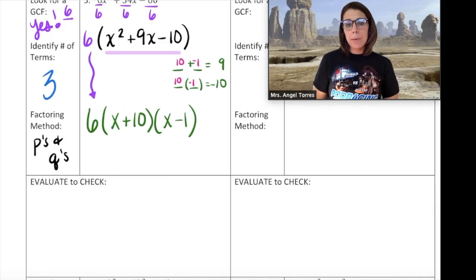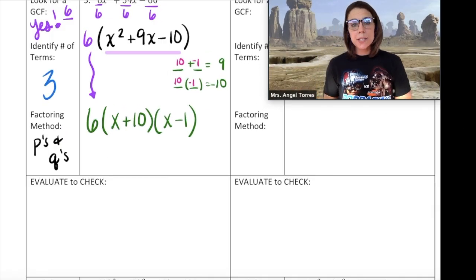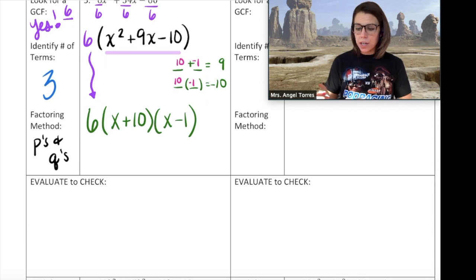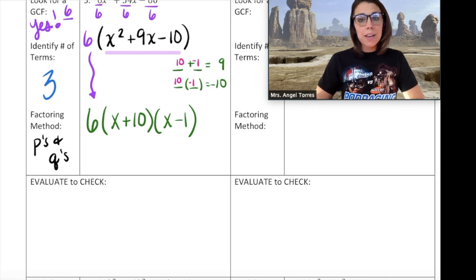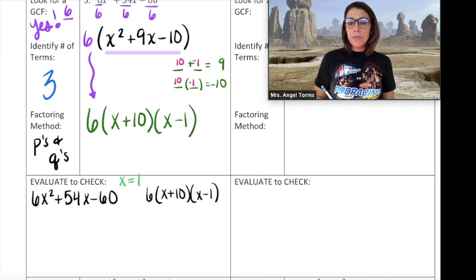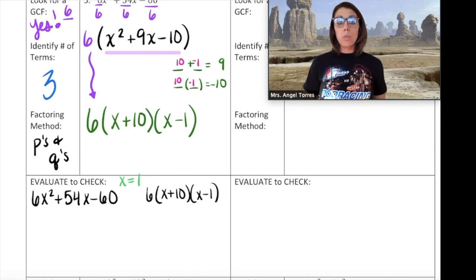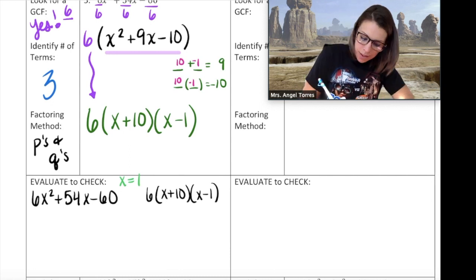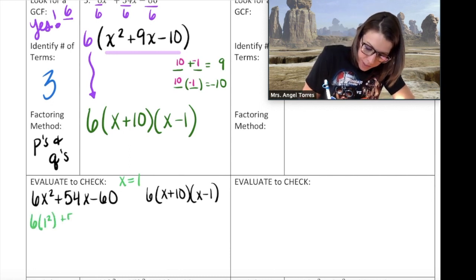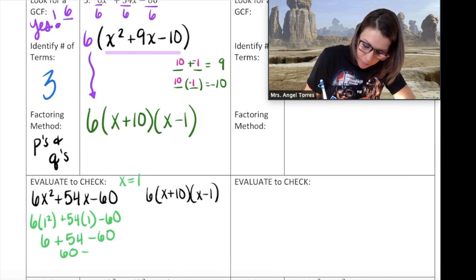Okay, so I ended up with x plus 10 times x minus 1, and that 6 is still a factor out in front. Let's set up our evaluate to check. All right, just as before, I'm going to substitute in 1 for both expressions and see if they have the same value. 6 times 1 squared plus 54 times 1 minus 60, that's just 6, plus 54 minus 60, that's 60 minus 60, which is 0.